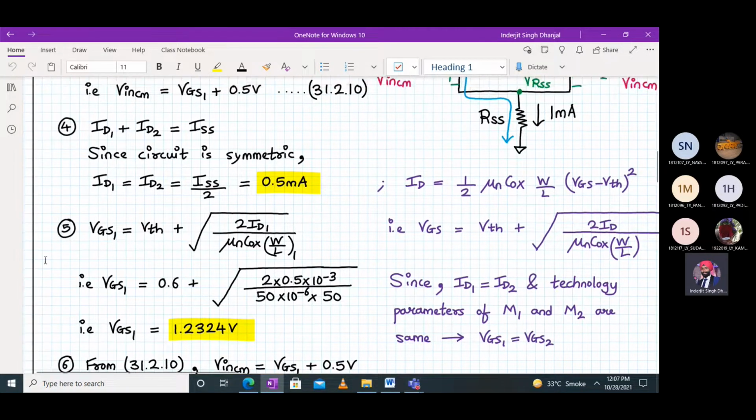So now we can write VGS1 is equal to VTH plus square root of twice ID1 divided by mu and Cox W by L. Now what is ID1? 0.5 milliamperes. Mu and Cox value is given as 50 micro. W by L of 1 is given as 50 and VTH is 0.5. So please verify whether the value of VGS is coming out to be 1.2324 volts or not. One of you please verify this and let me know. Is VGS1 coming out to be 1.2324?